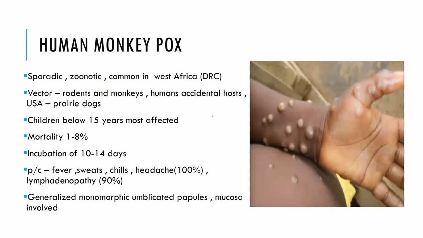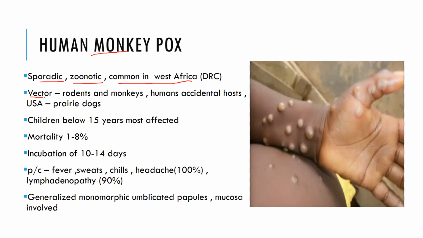So we go to the human monkeypox virus. As we've said earlier, only two of these viruses in this pox family, or poxviridae, are known to be hosted by humans. The rest come from animals. So the first one is the human monkeypox virus. This one is sporadic, zoonotic, and common in West Africa, including Democratic Republic of Congo, and because of this, we need to know how this will manifest.